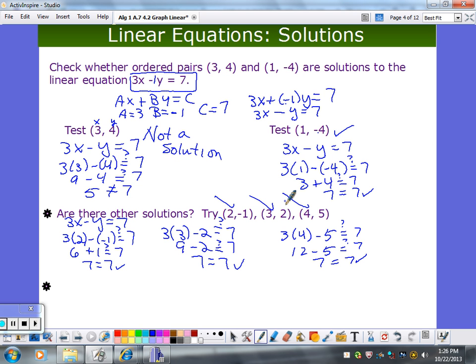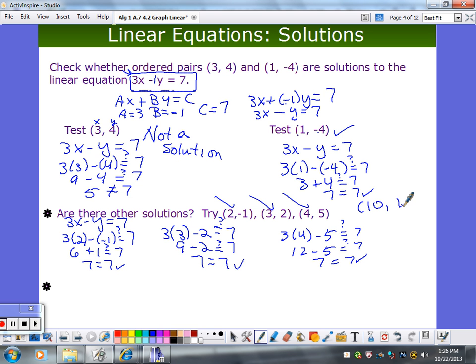Do you have a question? y equals 7? Oh. Yeah, I'm using this particular linear equation. So, can we think of other solutions? What do you think? 10, 11 doesn't work?